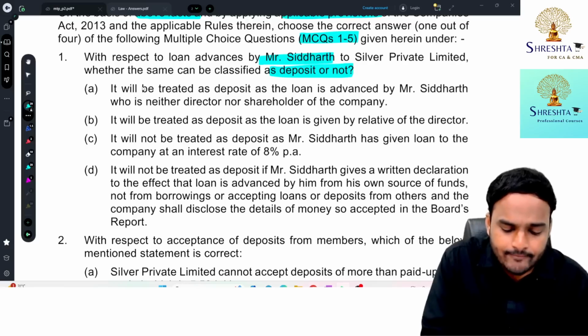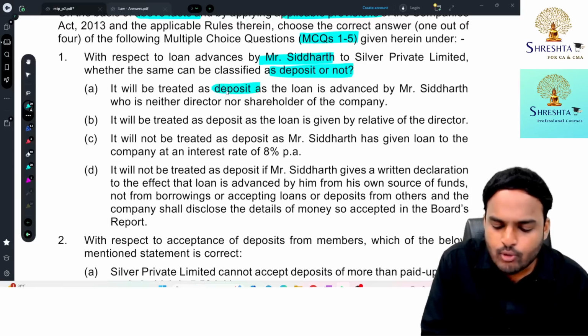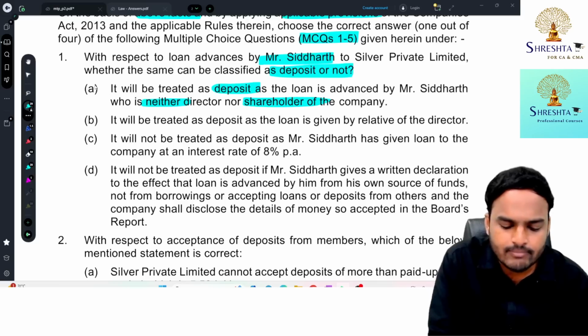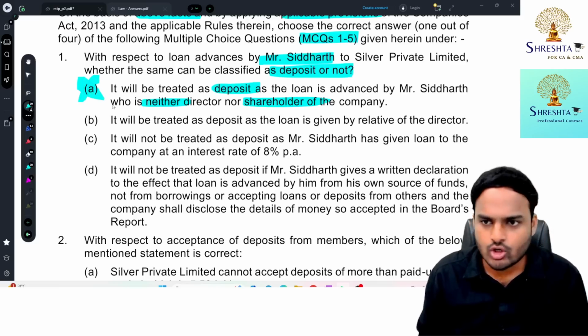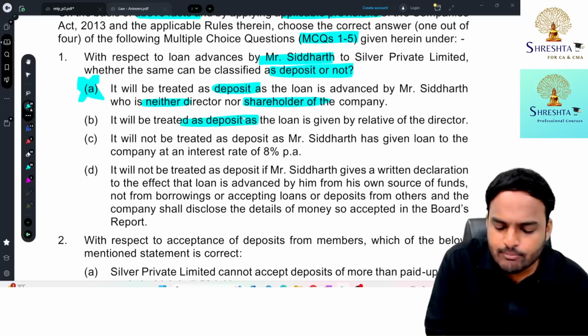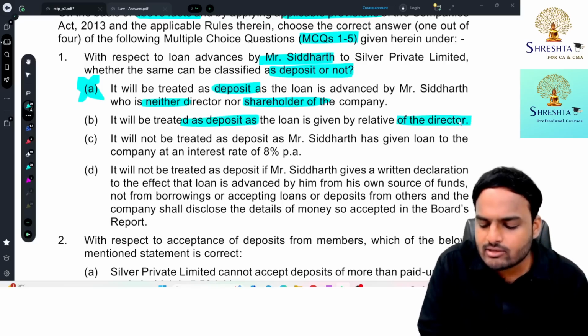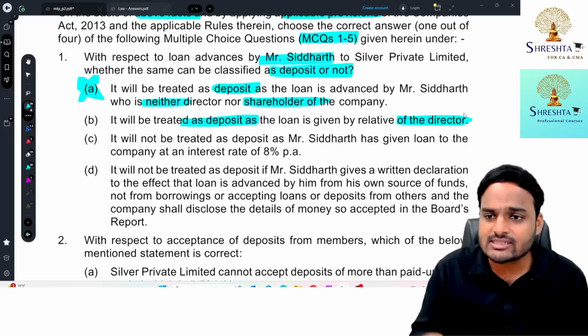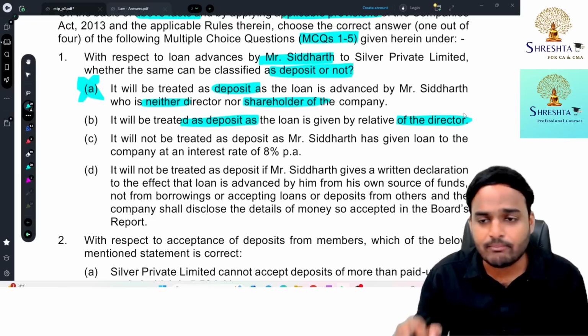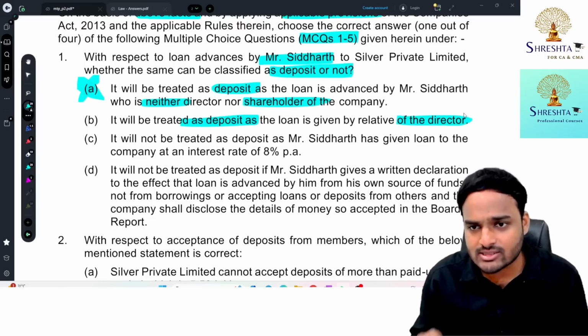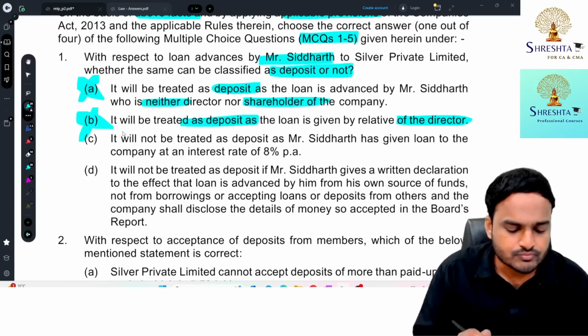So the answer. First option: it will be treated as deposit as the loan is advanced by Siddharth, who is neither director nor shareholder of the company. Wrong option. It will be treated as a deposit as the loan is given by a relative of the director. In a private company, yes, the company can obtain borrowings, can obtain loans from relatives of the directors. So not an issue. Wrong option.